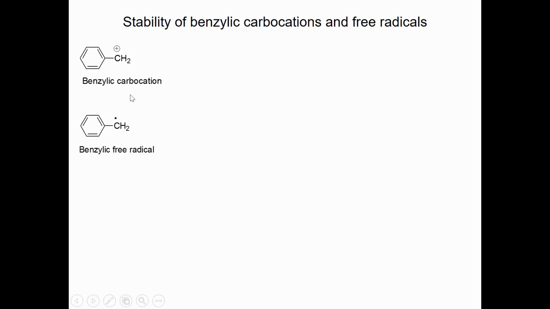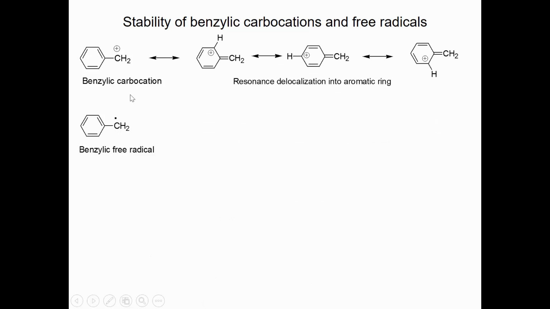All right, this is more stable. This looks like a primary carbocation, but it's actually much more stable than your typical primary carbocation because of resonance. We can delocalize the carbocation, or the positive charge, into the benzene ring, like so. We can write a resonance structure like that, which now gives us this resonance structure here.